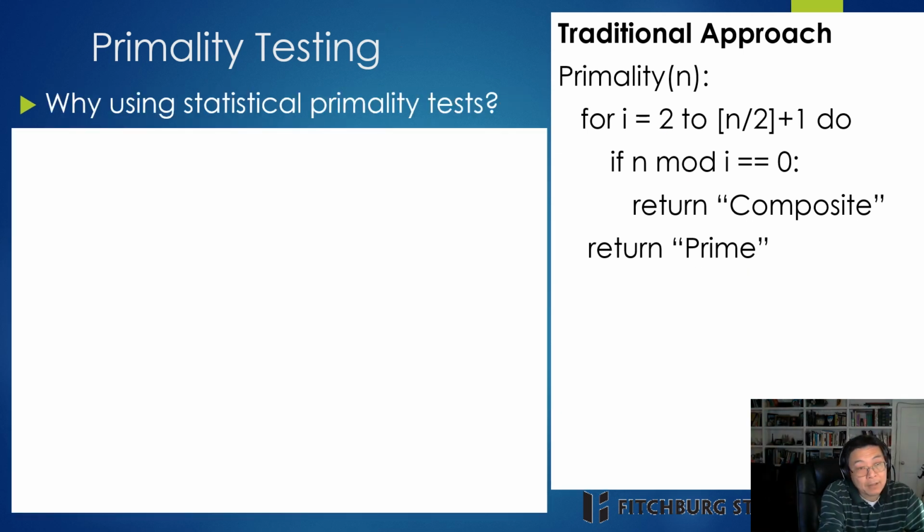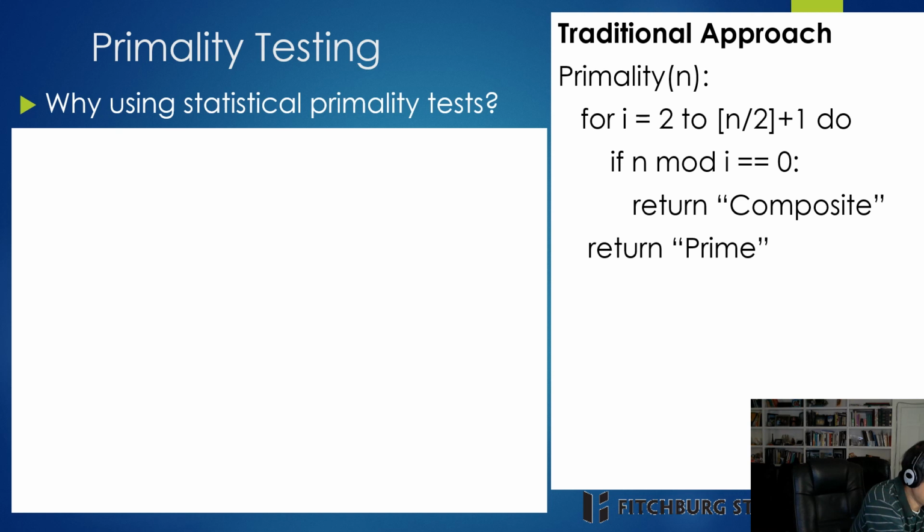Now let's discuss primality testing even further. We mentioned that we can use the traditional approach for a small number. We can test whether the number is prime if the number is small. But for a big number, we cannot use the traditional approach. We have to use statistical primality tests. Now, why? Let's take a look at an example.